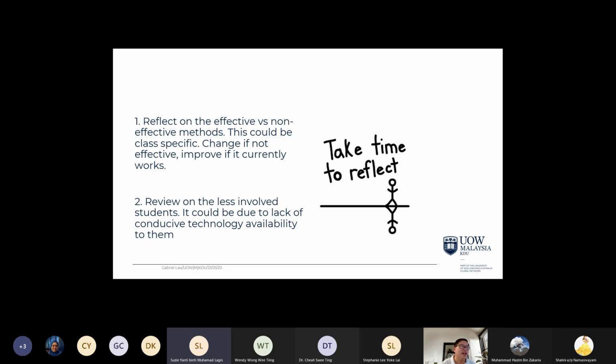2, review on the less involved students. It could be due to lack of conducive technology available to them. Look at the group. Like now, honestly, when I look at the group over here, there are some that are very active in answering questions. As learning, I have Jehan, I have Stephanie, I have Intan, and then example like Suzy and so on. So these people already cue to me, that I am there. I'm just going to use as an example. I'm not saying she's not there. But Hannah Lisa is a little bit quiet.